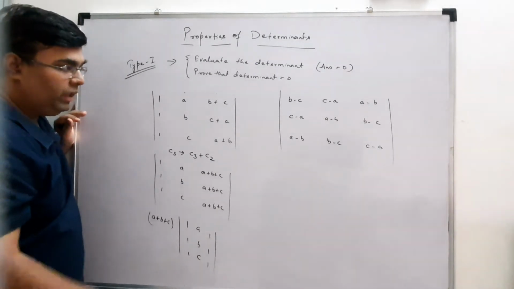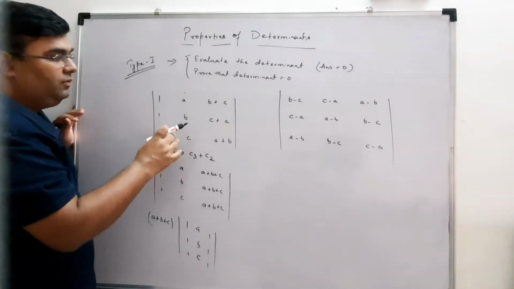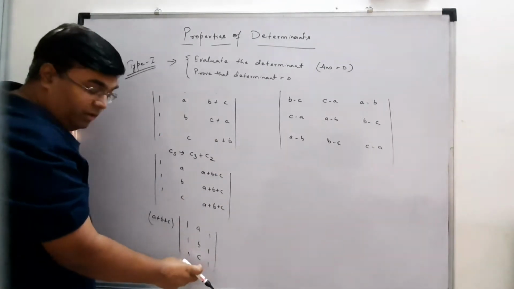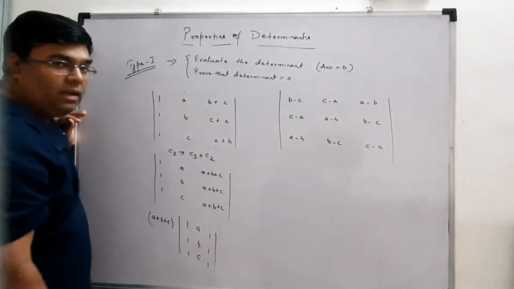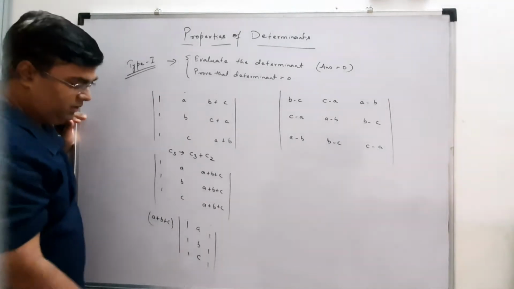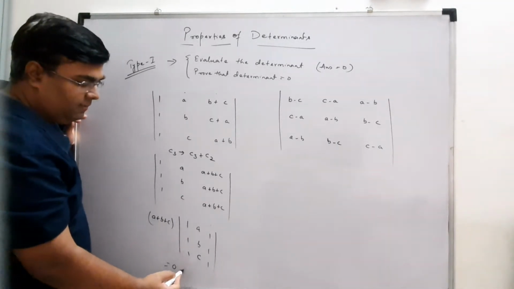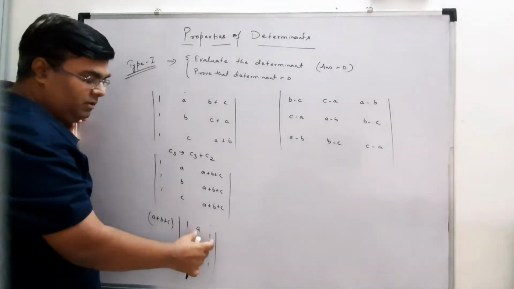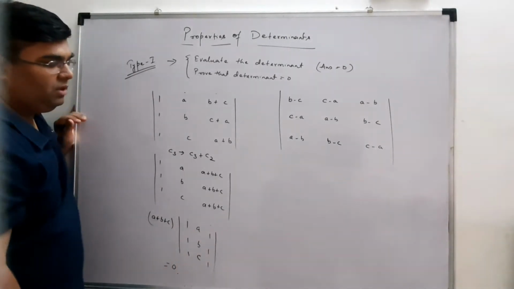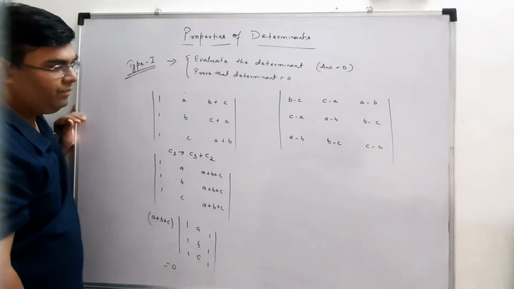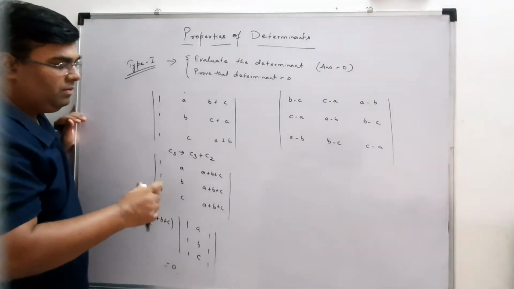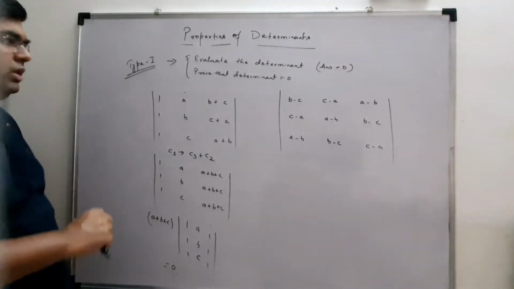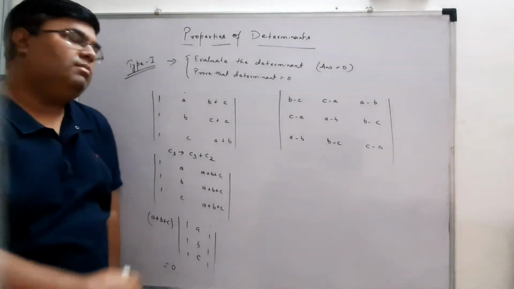In this way, we have changed this determinant into this one, where two columns are identical. So we can simply write it as 0. A plus b plus c multiplied by 0 will give you 0. So you need to make two rows or two columns identical using some properties. We will take some more examples.